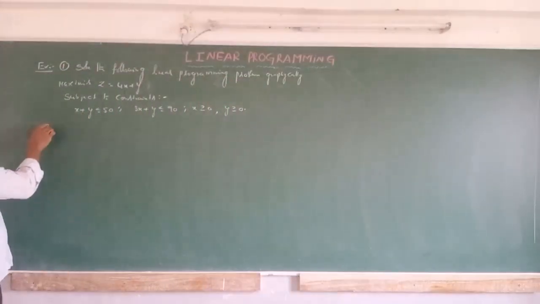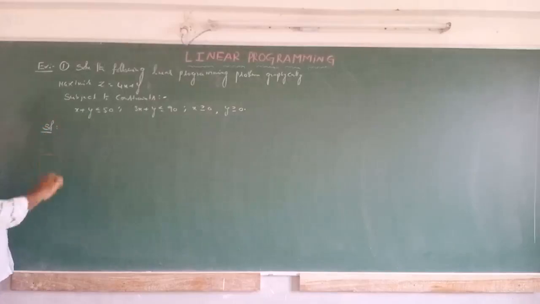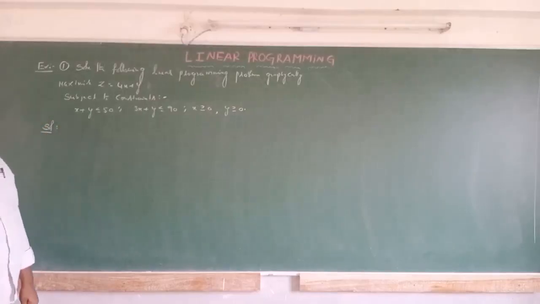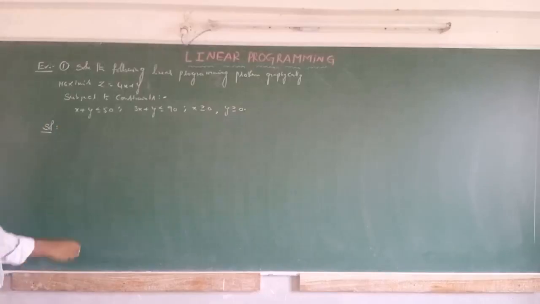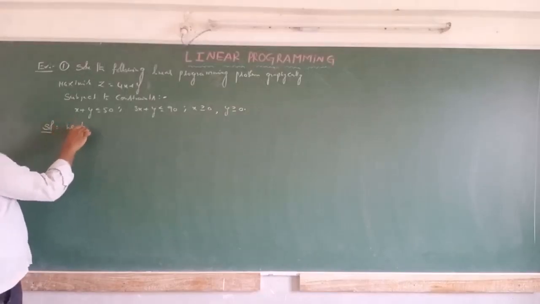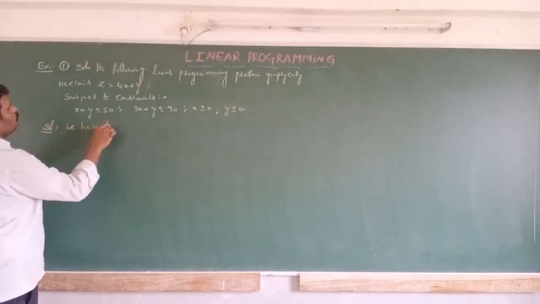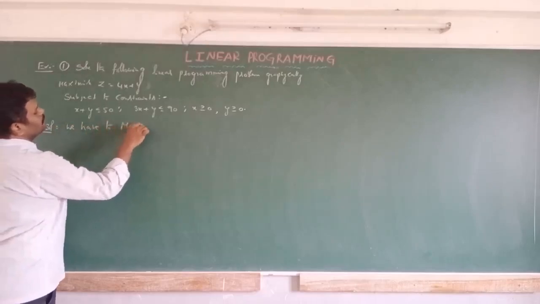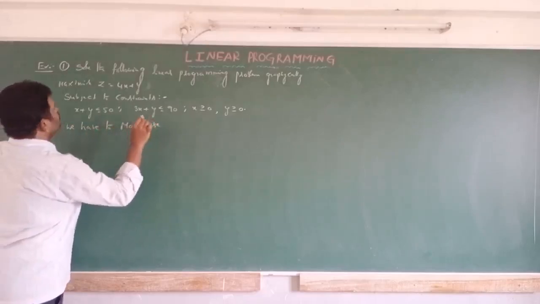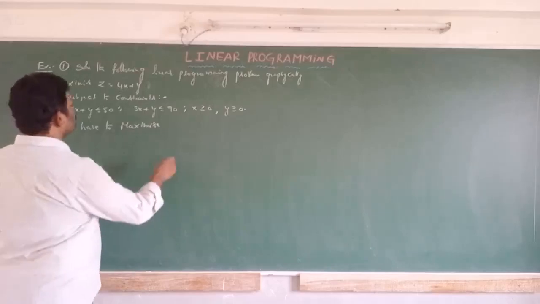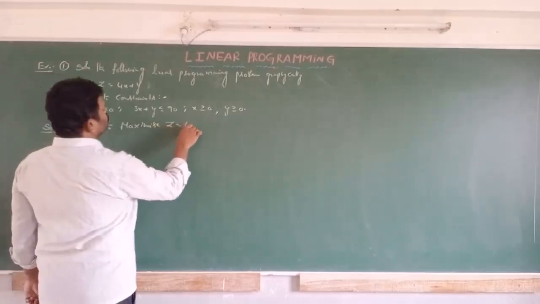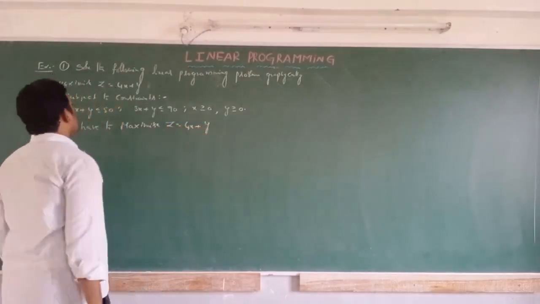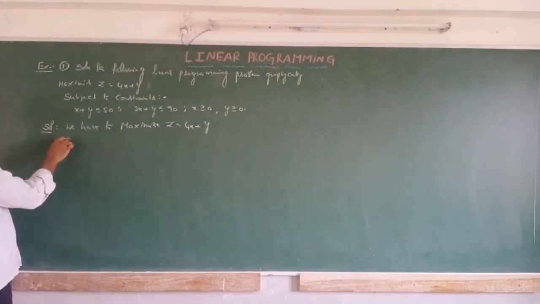So how do we start the solution? First we prepare the tables of xy coordinate values. We have to maximize Z is equal to 4x plus 9y, subject to constraints.